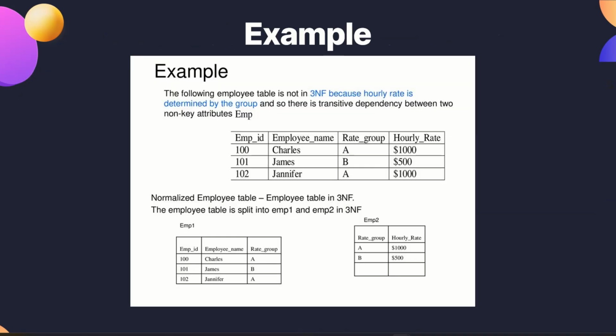So here in the example, we can see that the employee table is not in 3NF because hourly rate is determined by the rate group, and so there is a transitive dependency between two non-key attributes. Thus, we use decomposition to split the table, separating hourly rate and rate group. As we can see in the example, EMP1 and EMP2 are the resultant tables, thus eliminating the transitive dependency. Hence, the tables are in 3NF.